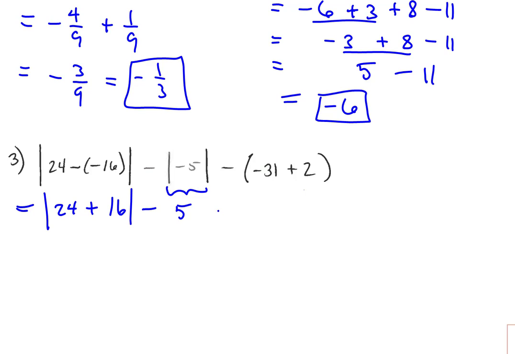Moving on, we'll write this as minus, and then in parentheses at the end we have -31 plus 2. Well, we can do the arithmetic there of 31 minus 2, but then making the result negative, which would ultimately be -29.